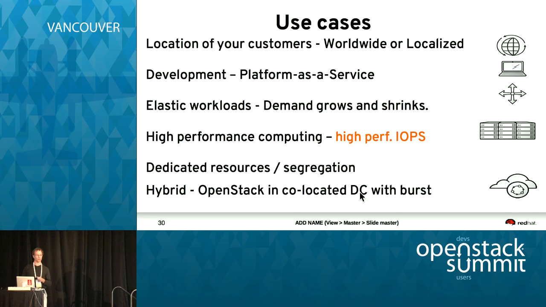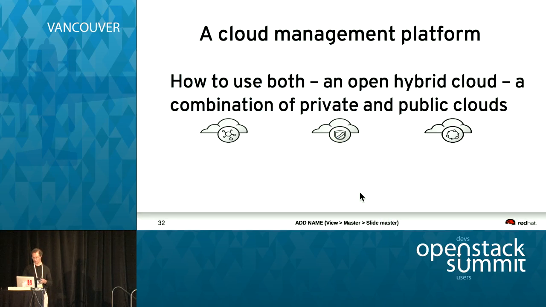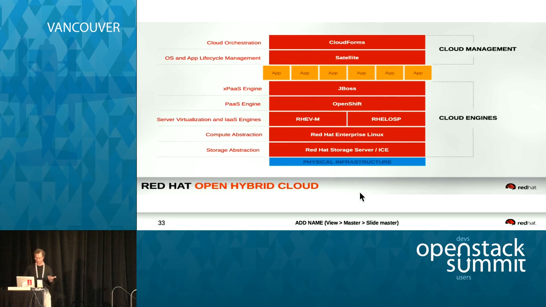Finally, we'll get to what's called hybrid cloud, which is using both. So how do you manage both OpenStack and AWS if you have applications running in both? You get something called a cloud management platform, which is the ability to use both the private and the public cloud. And I'll end here with our open hybrid cloud, which has your physical servers, your Linux, the OpenStack, and the CloudForms cloud management.